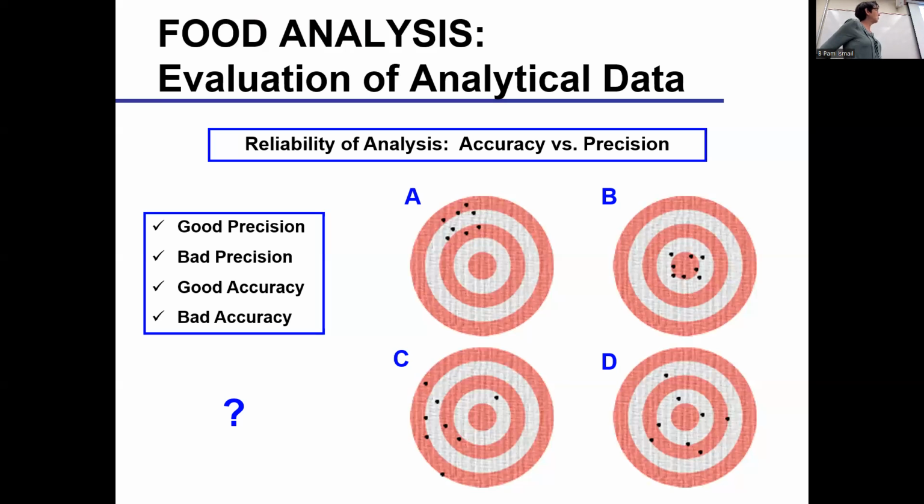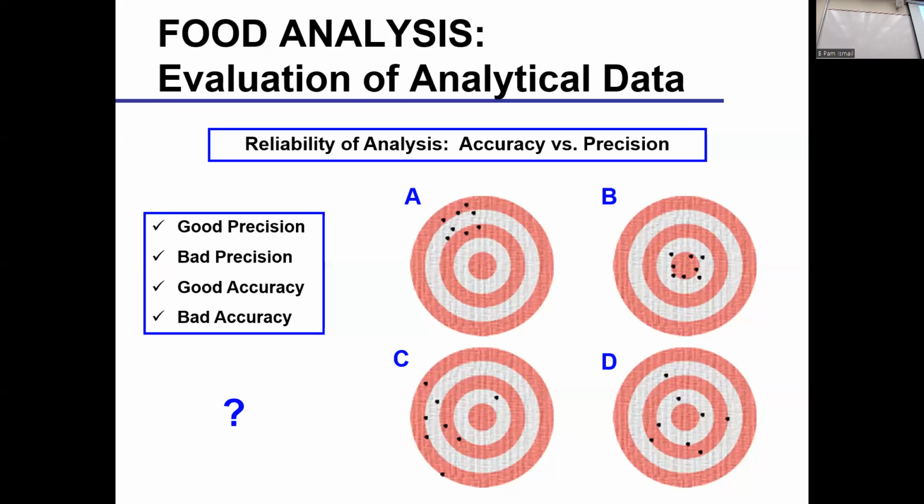Is this good precision or bad precision? Go ahead, remind me of your name. Medora. Good precision. Okay, good precision because data points are close to each other. So for whatever reason, you're being very precise and the method is giving you precise data. But for whatever other reason, it's not accurate at all.